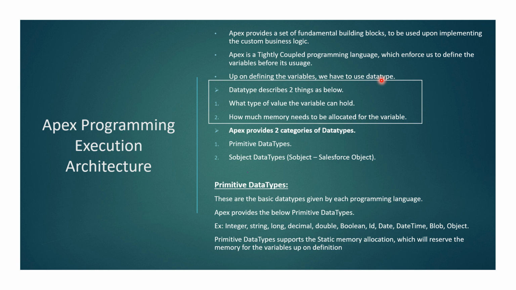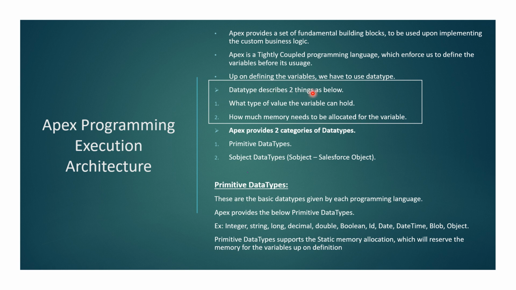Let's say a customer name needs to be stored. Customer name is a kind of text, so it is a text data type. What data type do we need to use to make the system understand that? That is a string. Upon defining the variables we have to use a data type. Then only will Apex understand which type of values this variable will hold, or this type of storage.